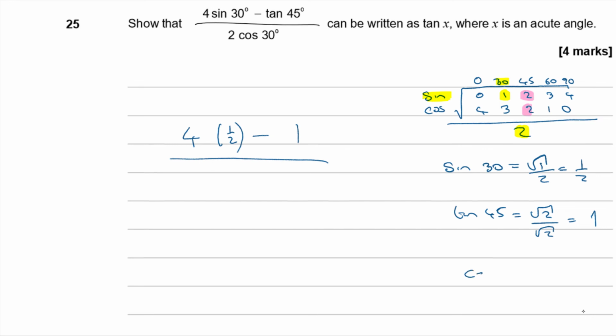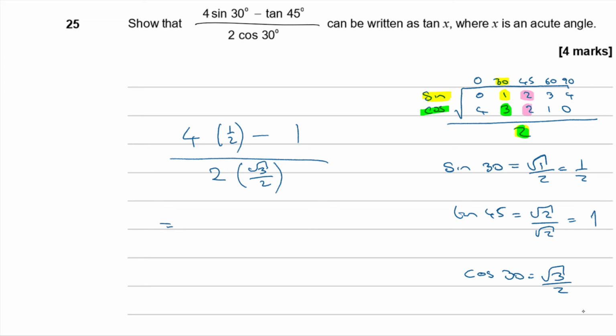What's cos 30? Cosine of 30 is going to be here, look, root 3 over 2. So it's going to be root 3 over 2 there. And remember, there are 2 of them, so it's 2 lots of root 3 over 2, like that. Okay, so we've done all our working out from the exact values. So now we just need to deal with the maths.